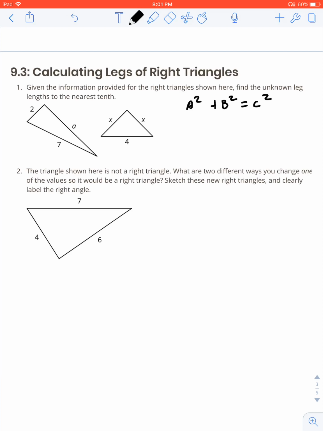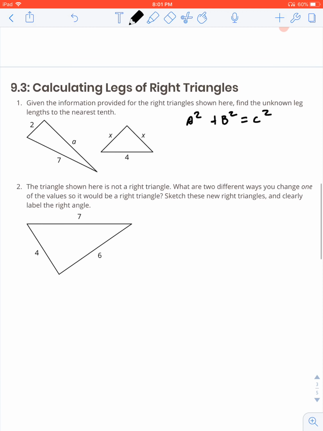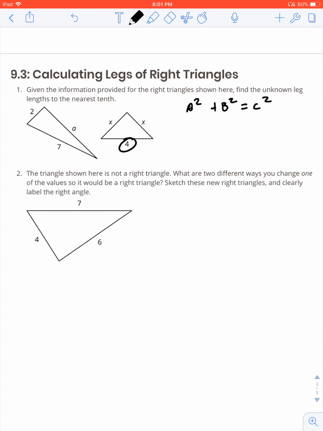Now, in this particular one here, once again, our hypotenuse is going to be 4. It's going to be our longer side. So I have a squared plus... I'm sorry, I didn't mean to do that. A squared, I should say, is actually going to be x, because we know this side length, so it's going to be x squared plus x squared equals 4 squared. Now my x squares I can combine, so I get 2x squared equals 16.